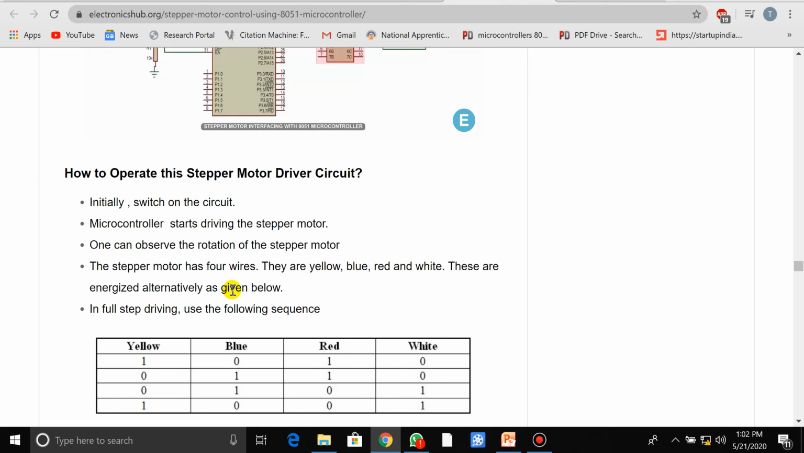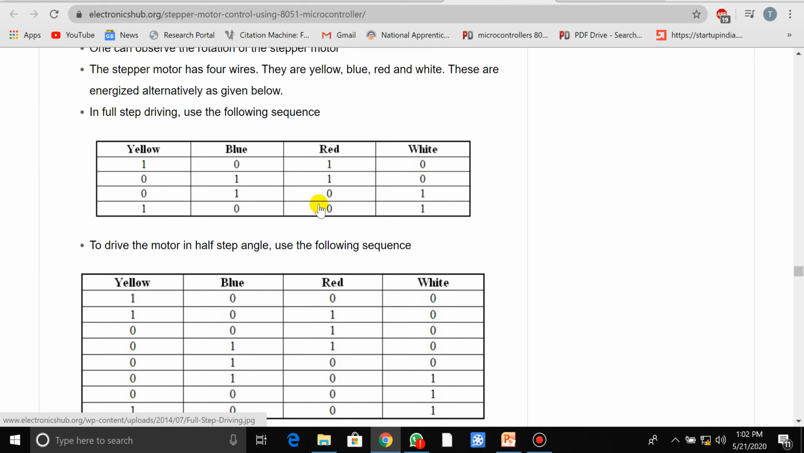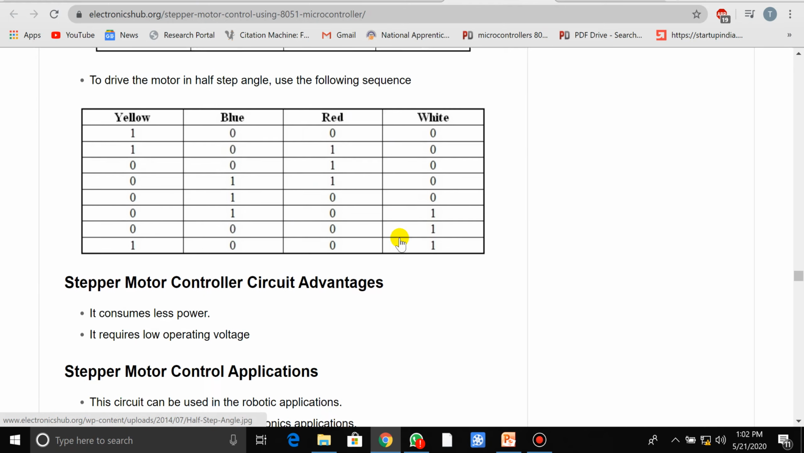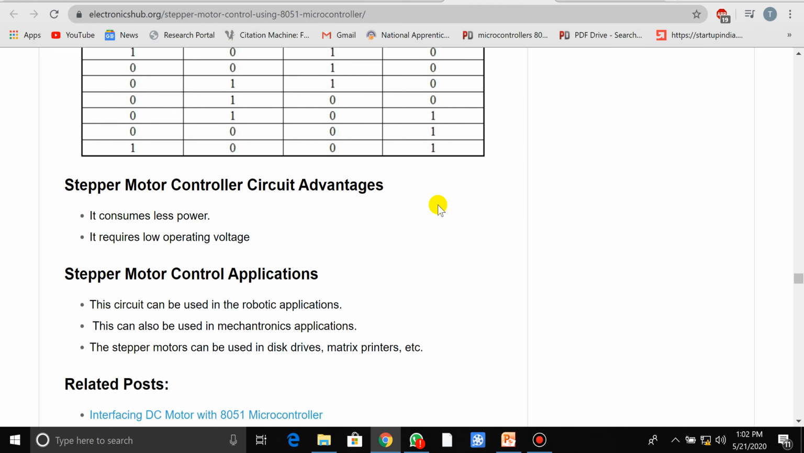These are the steps. Initially, switch on the circuit. The microcontroller starts driving the stepper motor. One can observe the rotation of the stepper motor. The stepper motor has 4 wires: yellow, blue, red, and white, and these are energized alternately, as we have discussed before. Depending on how we energize them, the direction of the motor will be decided, positive cycle for clockwise or negative for anti-clockwise direction, which I showed in the presentation.